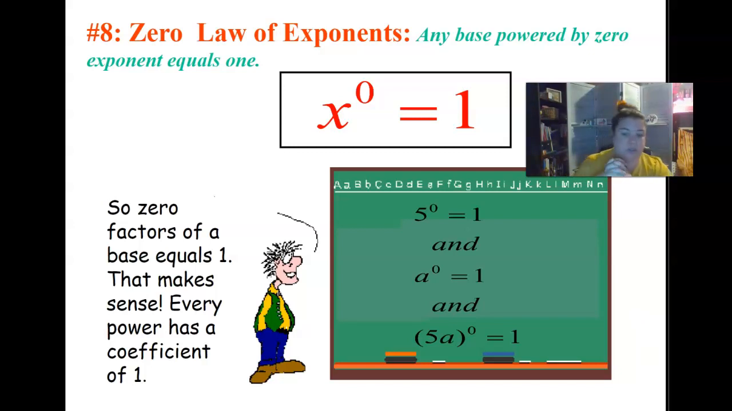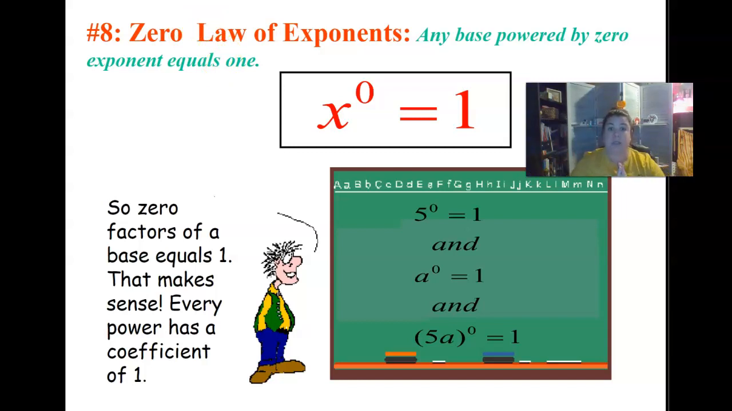Every power has a coefficient of 1. So this is 1 to the 1 power. If we did 7, 7 is to the 1 power, but you don't need to write it because 7 times 1 is 7. You don't need to write that. So anytime the exponent is 0, the answer is 1.